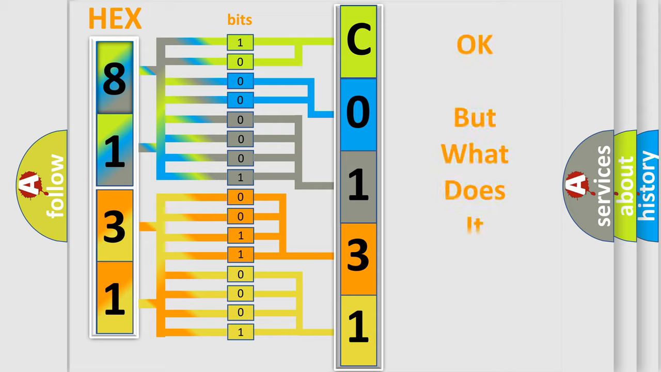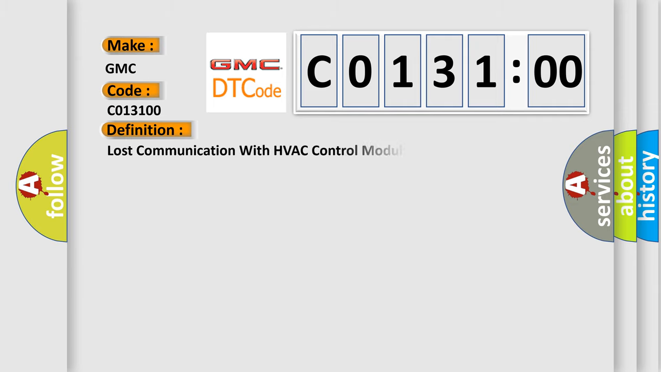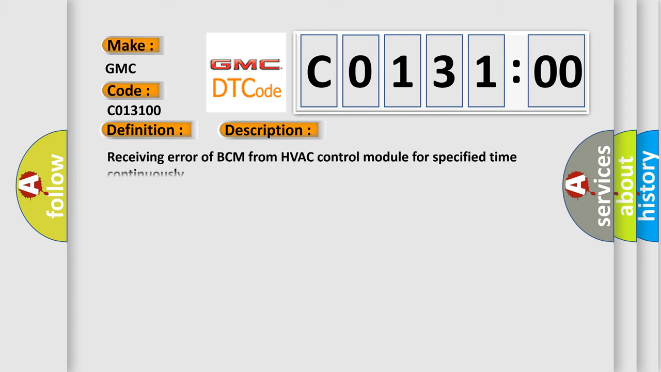The number itself does not make sense to us if we cannot assign information to what it actually expresses. So, what does the Diagnostic Trouble Code C0131-00 interpret specifically for GMC car manufacturers? The basic definition is lost communication with the HVAC control module. And now a short description of this DTC code: receiving error of the BCM from the HVAC control module for a specified time continuously.